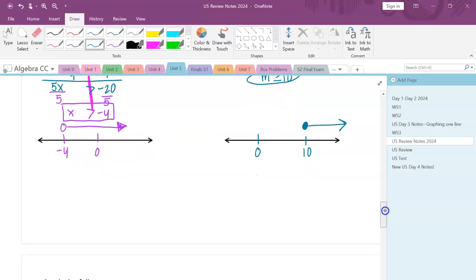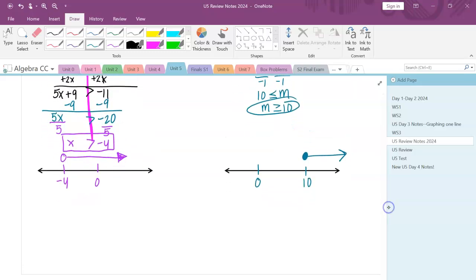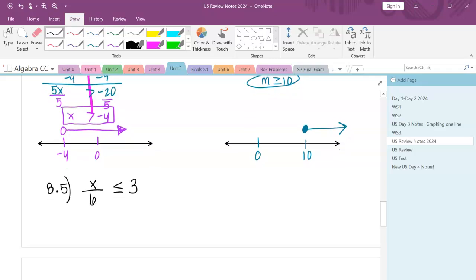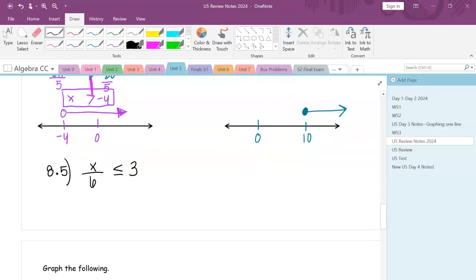All right, before we get to graphing, I want you to add one more problem down at the bottom. We'll call it problem 8.5. Let's just do this problem. So you have one very similar to this on your quiz. It just didn't show up on the review, so we're going to go over it right now.